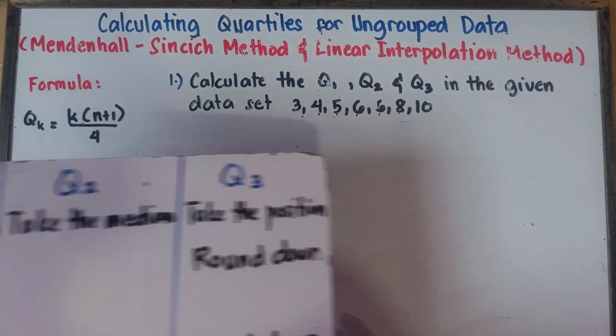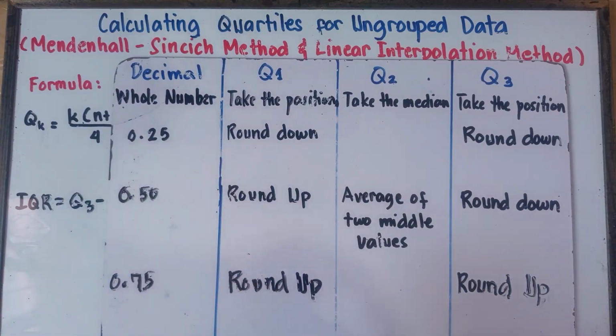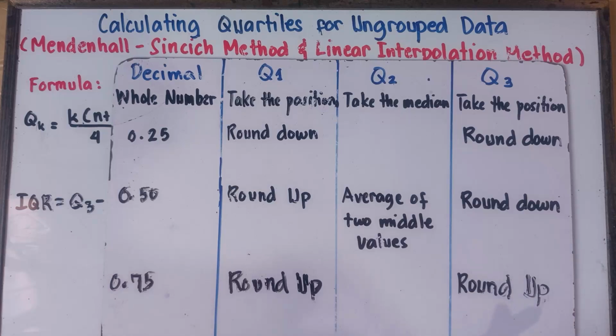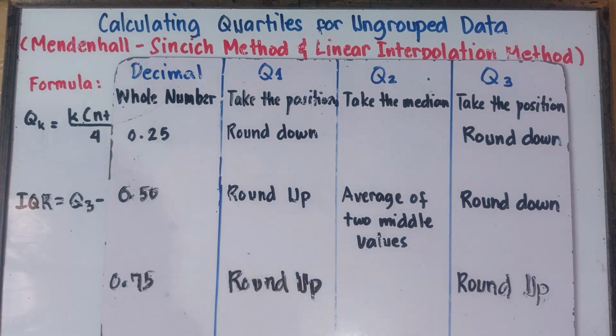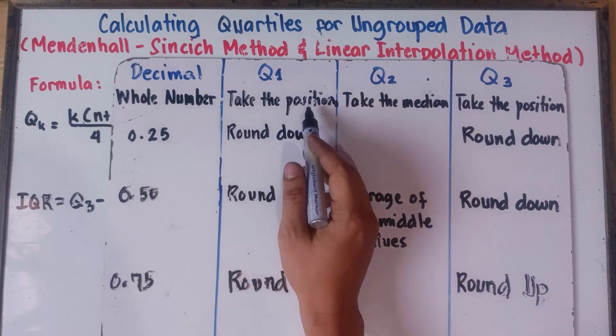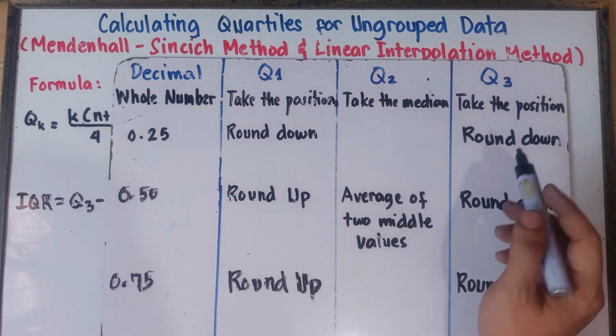Alright, let's do that. So this will be the rule, class. If your answer contains a decimal for Mendenhall-Sincich, once again, class, linear interpolation and Mendenhall-Sincich have the same formula. The difference, class, if your answer contains a decimal, is a very different procedure. Alright, so once again, for Mendenhall-Sincich, if your answer is a whole number, simply take the position. So take the median for quartile 2, and then for quartile 3, take the position.